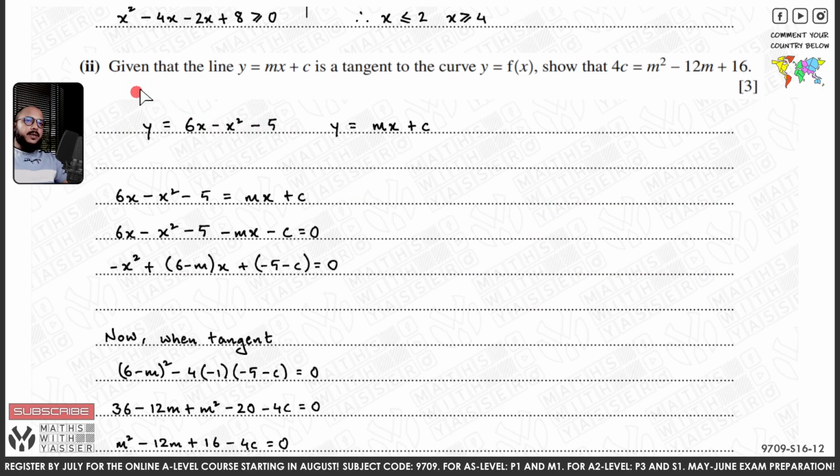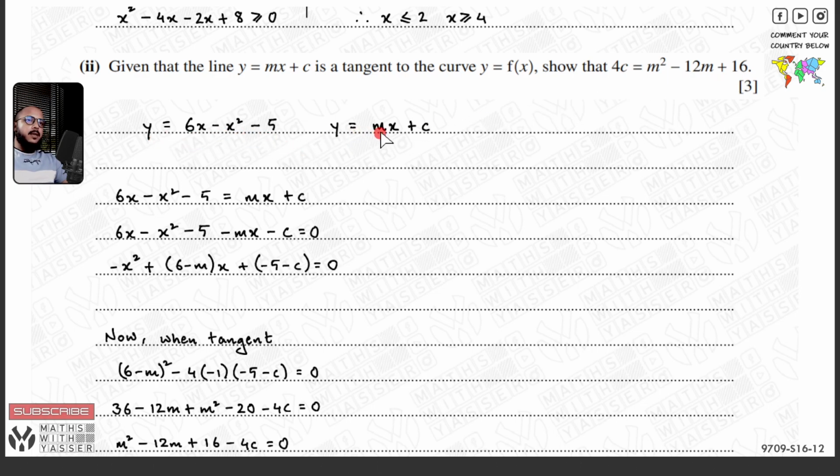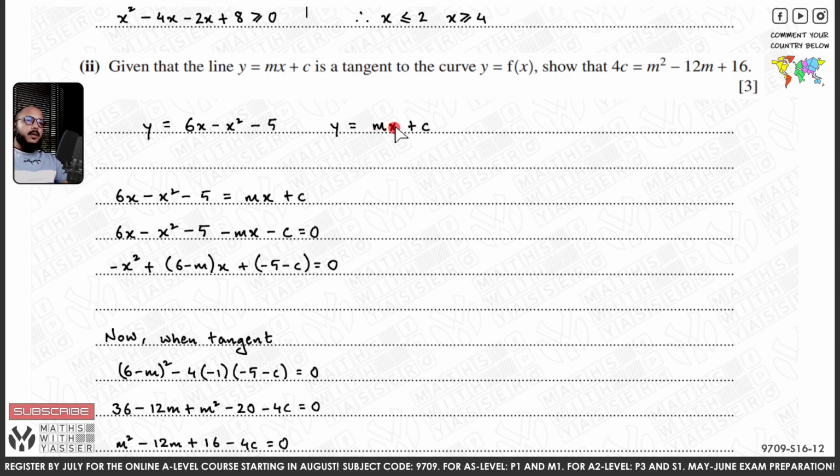In the next part of the question, given that y equals mx plus c is a tangent to the curve y equals f(x), show that 4c equals m squared minus 12m plus 16. So this is the equation of the curve, and this is the equation of the tangent. So we can understand that we need to use the formula of discriminant, because when tangent and curve are meeting at one point, the discriminant must be equal to 0.